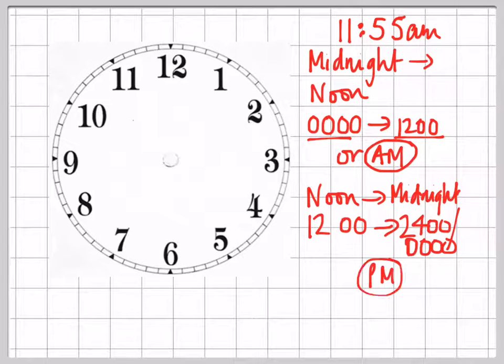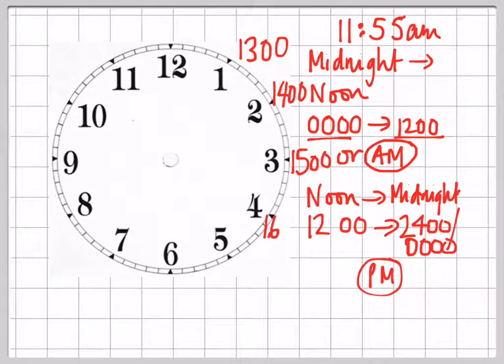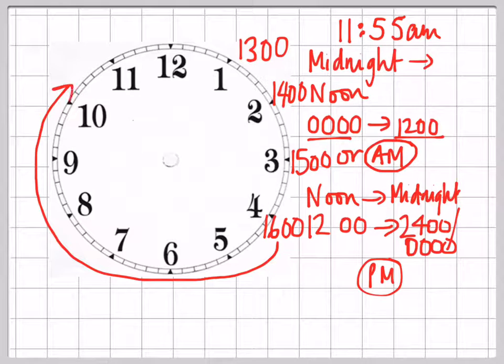If you're going for 24-hour clock, then the only thing that changes in the time is the hour. The minute part stays the same. So anything past 12 would add an extra hour on for each hour that goes past. So if it's 1 o'clock in the afternoon, you would say 1300, 2 o'clock would be 1400, 3 o'clock would be 1500, 4 o'clock 1600, and so forth all the way around. The last one you would get is 2300.